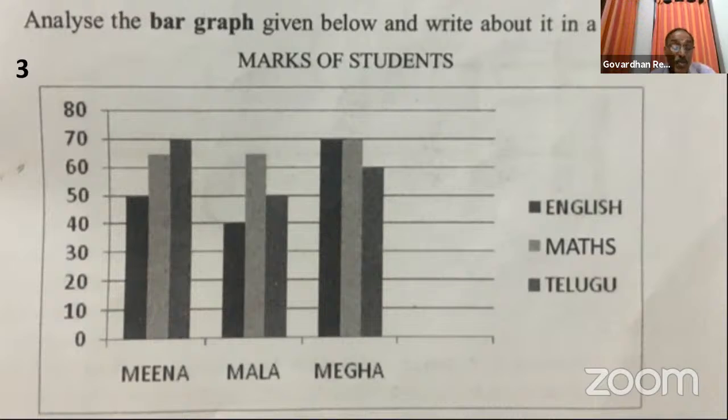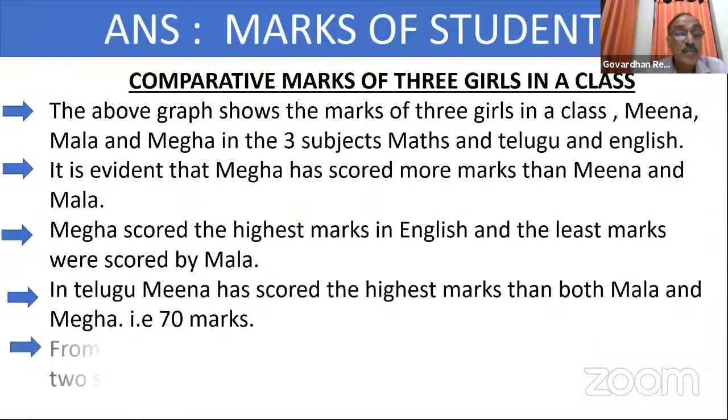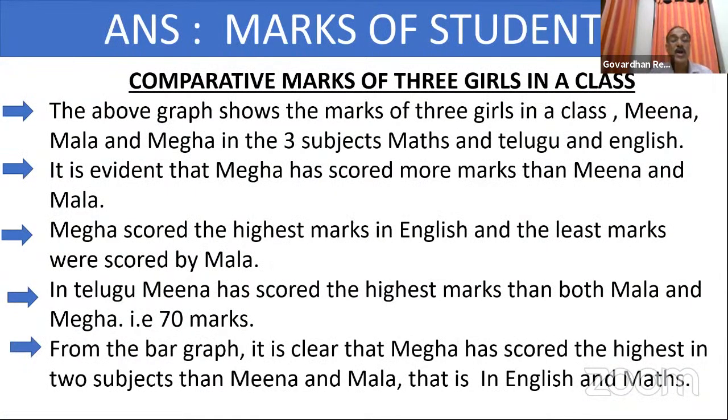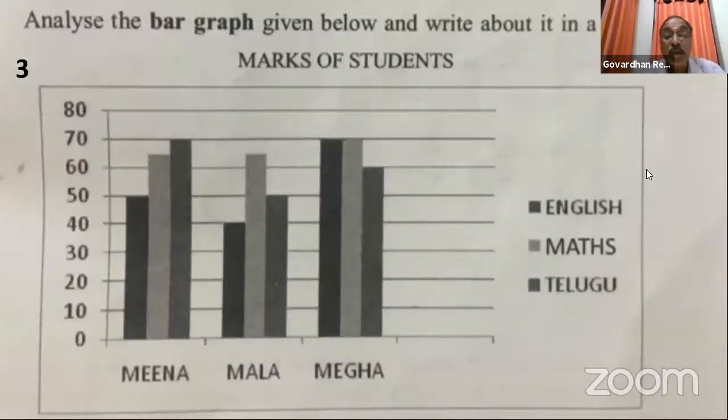First you can state the marks of Meena and say Meena has scored 50 marks in English, 65 marks in mathematics and 70 marks in Telugu. And likewise Mala has scored 40 marks, which is the least, in English, 65 marks in mathematics, and in Telugu she scored 50 marks. Likewise you can write about Megha. From the bar graph, it is clear that Megha has scored the highest in two subjects than Meena and Mala, that is in English and Maths. We can find that Megha, the third student, has scored highest marks in English and Maths.